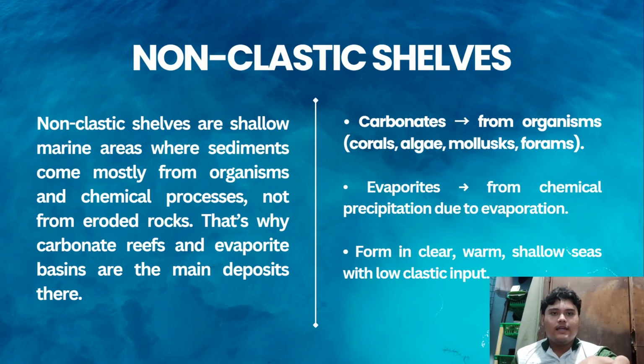And on the other side of the presentation, here we have the meaning of carbonates and evaporites. Carbonates form from organisms like corals, algae, mollusks, and forams, while evaporites are formed from chemical precipitation due to evaporation. Both form in clear, warm, shallow seas with low clastic input, and that is the explanation for the non-clastic shelves in our presentation.